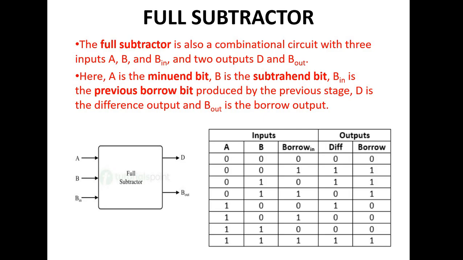Now look at the truth table. There are 8 values. The values are 0, 0, 0, 0, 0, 1, 0, 1, 0, 0, 1, 1, 1, 0, 0, 1, 0, 1, 1, 1, 0, 1, 1, 1.